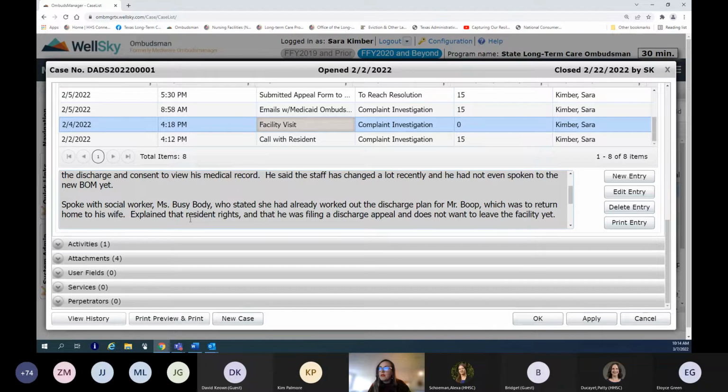And now you and I both know that Mr. Boop already said he wants to stay at the facility and appeal. So I explained to her what his rights were. I let her know that I was filing a discharge appeal, that he doesn't want to leave the facility. So I've clearly stated what he wants.